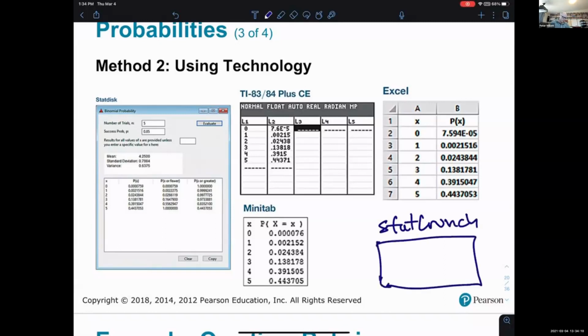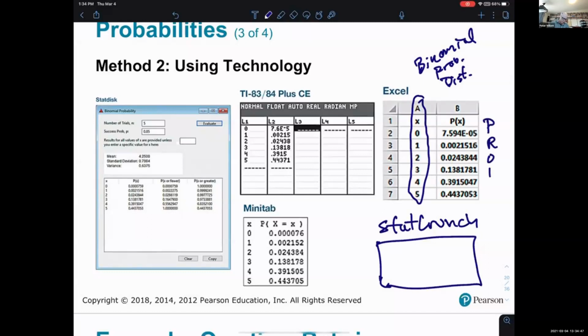So that's what we'll use, but you could do it in Excel or a program called StatDisk or Minitab, or using a TI 83 or 84 calculator. And what you can see was what I showed you in our beginning example. You end up with a probability distribution. So this is a binomial, but it's also a probability distribution. And like the one I did in the beginning with rolling a die and seeing what number you got, the possible outcomes are listed here, and then their probabilities are listed next to them.